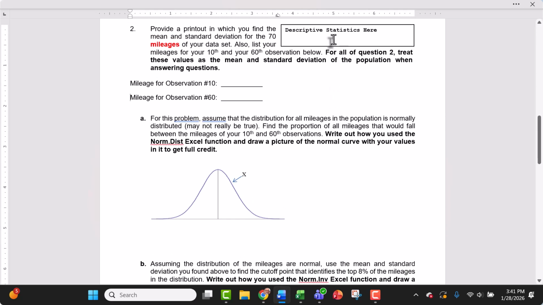We're going to assume that we have a normal distribution with a mean of whatever your mean is and a standard deviation of whatever your standard deviation is. Now, I know that those are just sample values, but we're going to treat them in question 2 here as if they're population values.